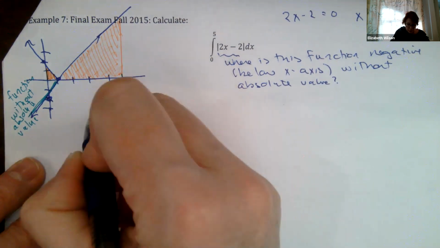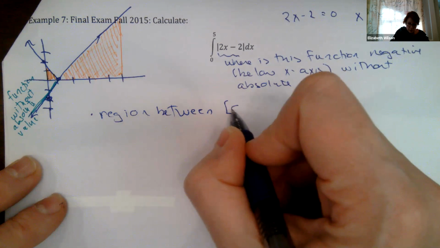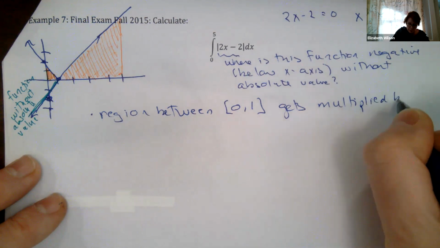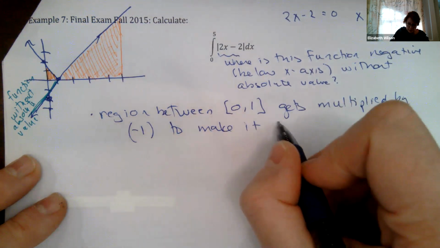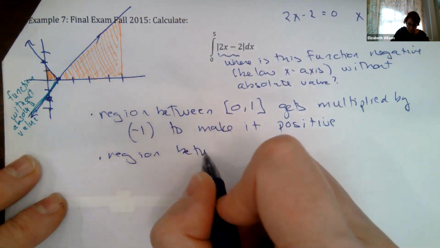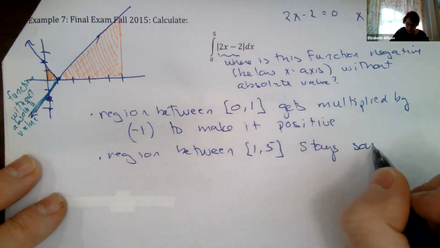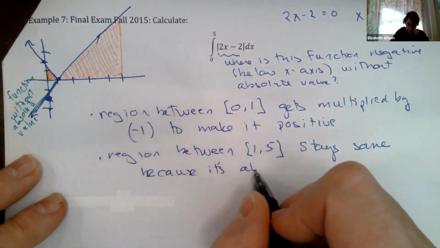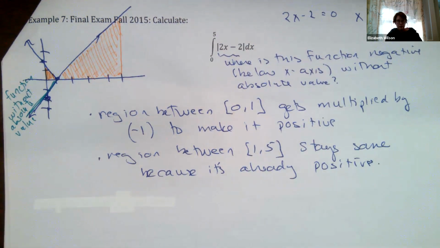Okay, so let's write that down. So the region between 0 and 1 gets multiplied by -1 to make it positive. And then the region between 1 and 5 stays the same because it's already positive. Okay. All right, let's do it.